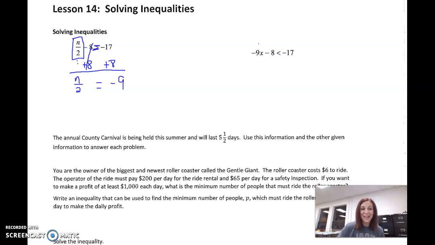Now I need to solve for the n. Notice this is division. How do we undo division? Multiplication. So I'm going to multiply each side by 2. You notice how I write it? I just write it to make it equal. These 2's cancel out. 2 divided by 2 is 1. Got a whole bunch of 1's and the n. So n equals negative times a positive is a negative. 9 times 2 is 18.